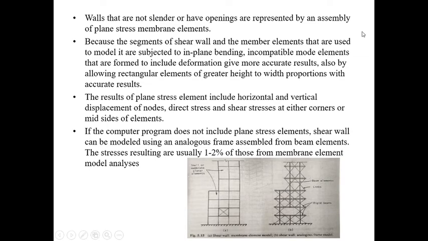So now this is for walls that are not slender and which are having openings. Here you can see in this picture there is a structure wherein the walls are not slender as well as there are certain openings present. So in that case we represent it by an assembly of plane stress membrane elements. Here you can see the shell or the membrane planar elements. These will be represented as shell or plane membrane elements.